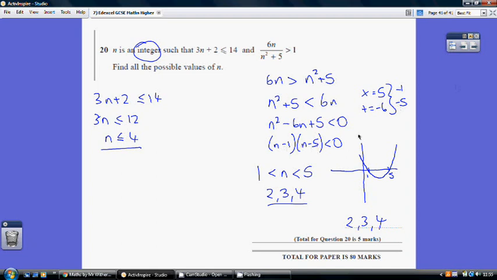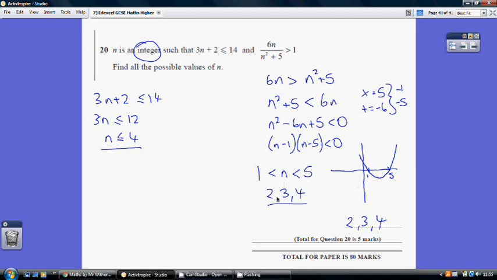Now at this point, again, I think a sketch just helps us gather our thoughts. So the roots to this inequality are going to be at 1 and 5. It's a positive parabola, it's a smiley face graph, and we want all the values which are less than 0. So the values below the x-axis, so the values here. Now given that n is an integer, it is a whole number. Which numbers come in here? We've got 2, 3 and 4.